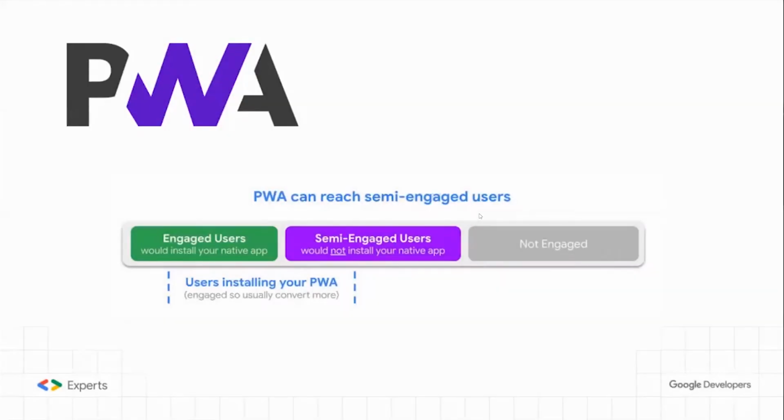So the other thing is PWA can reach semi-engaged users, people who are just casual users who would not really install your native app, but because they are on your website and they saw that your site is really good at doing its service, they can install your app, and they would just go back more and more and be a convert in essence.